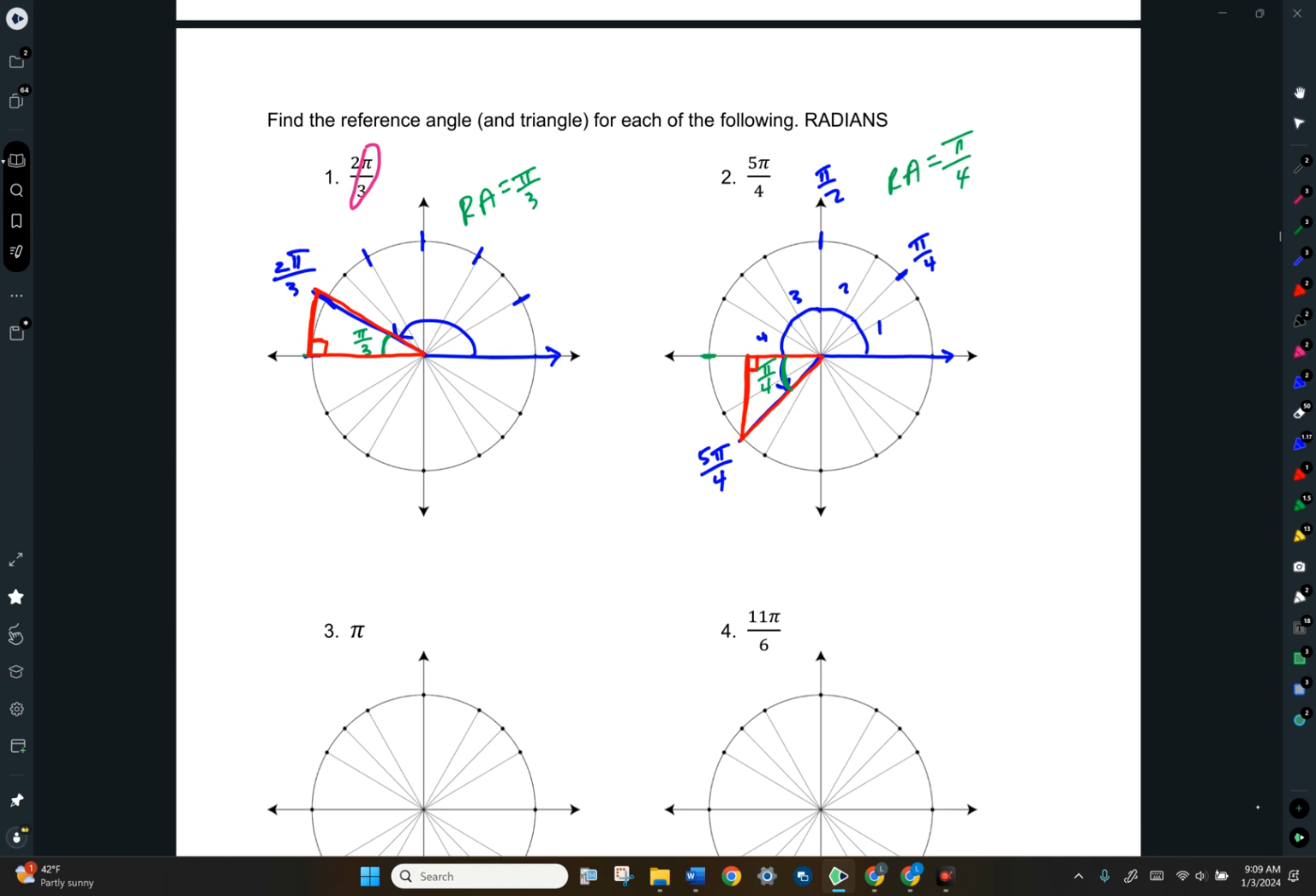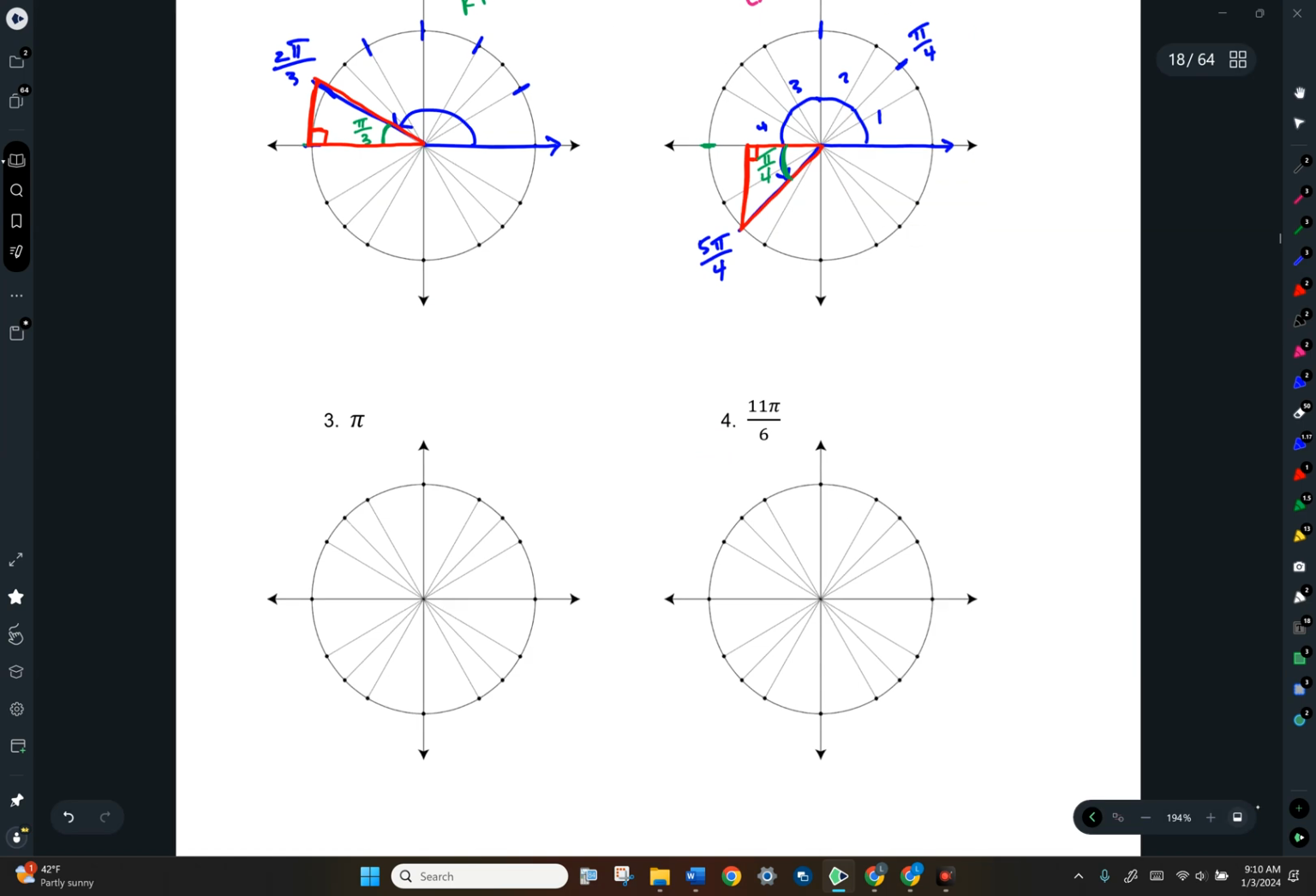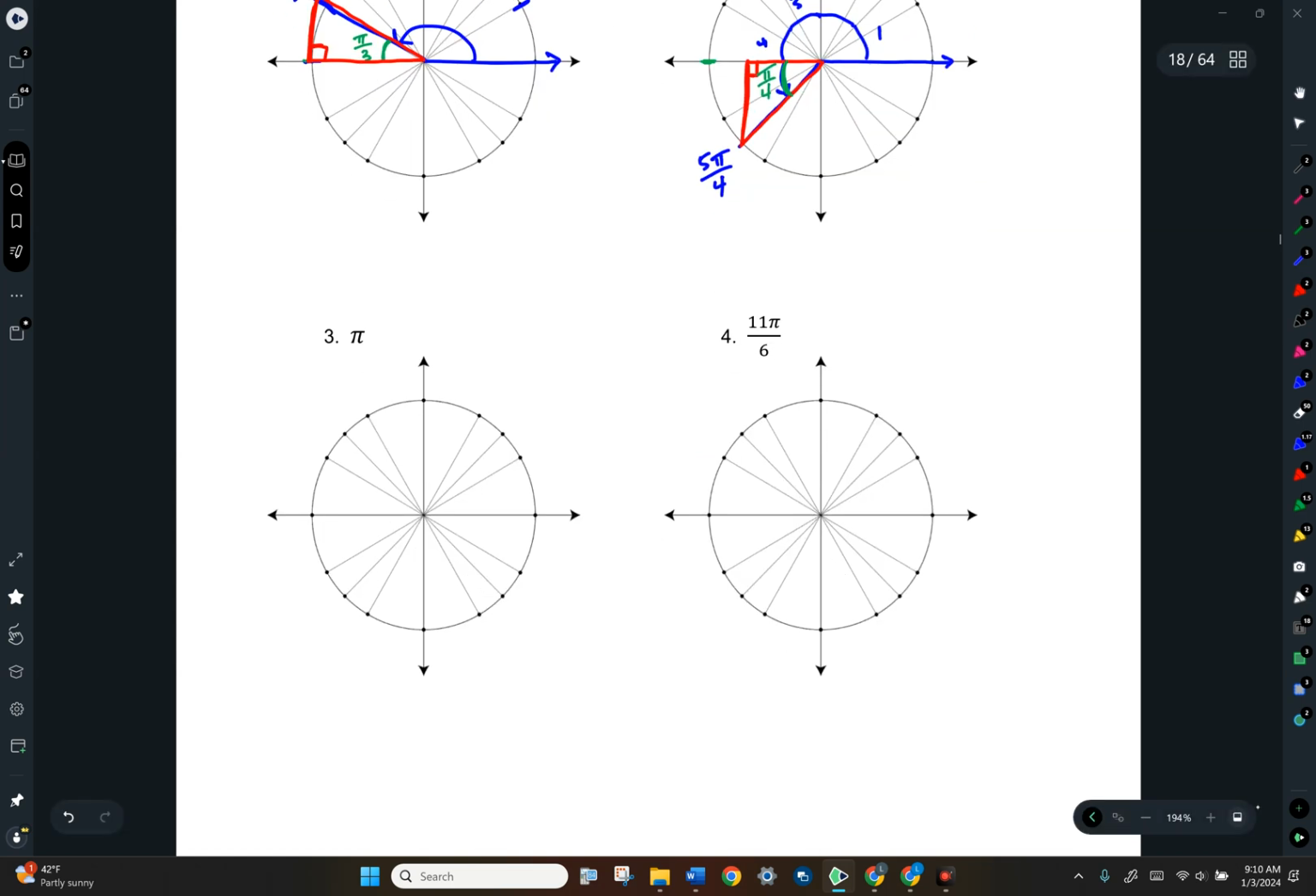Notice on number 2, the original was 5 pi over 4. The reference angle was just pi over 4. So the reference angle was just this part. That's always going to be true. You don't have to do the math. You don't have to reason it out. The reference angle is always just going to be pi over whatever your denominator is. So we'll come back to number 3 in a minute. Let's go to number 4.